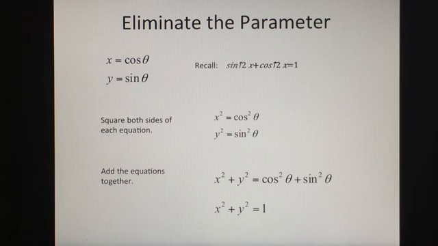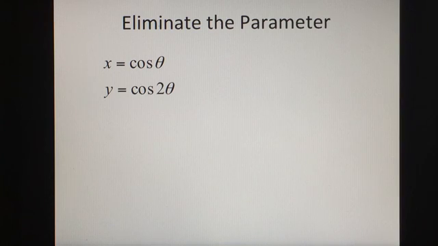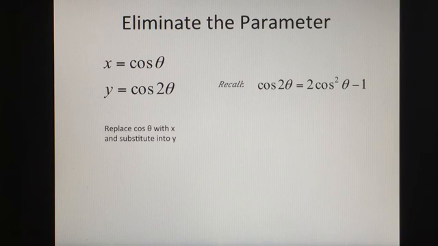Let's do another example. So in this case, we have x equals cosine theta, y equals cosine 2 theta. Again, we've got to use another rule from pre-calc. Remember that cosine 2 theta equals 2 cosine squared theta minus 1. So what we're going to do is replace that cosine theta with x and then substitute it into y. So when we do that, you get y equals 2x squared minus 1, and there's our equation.